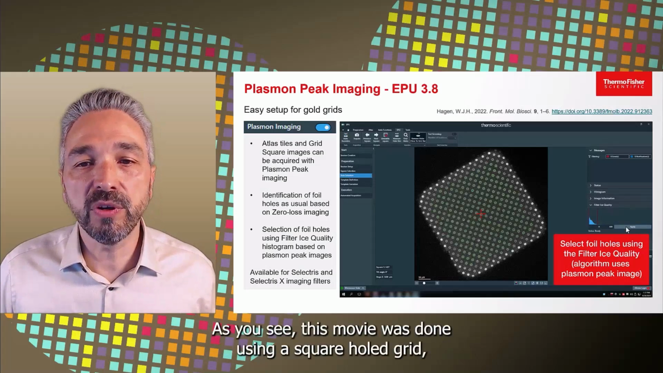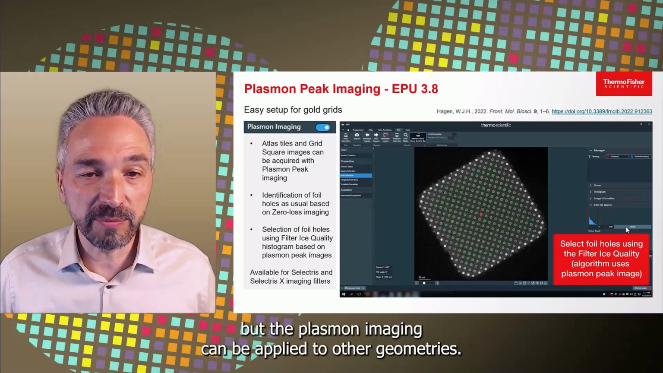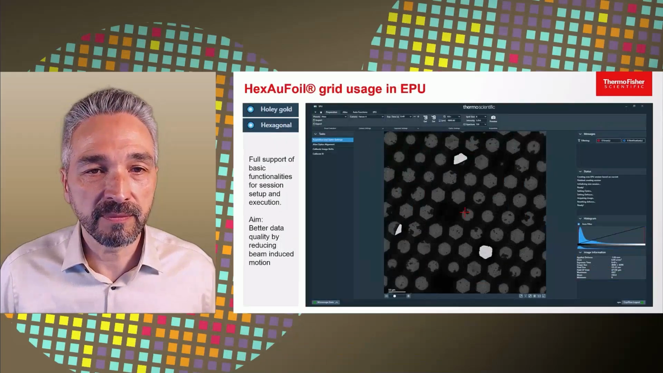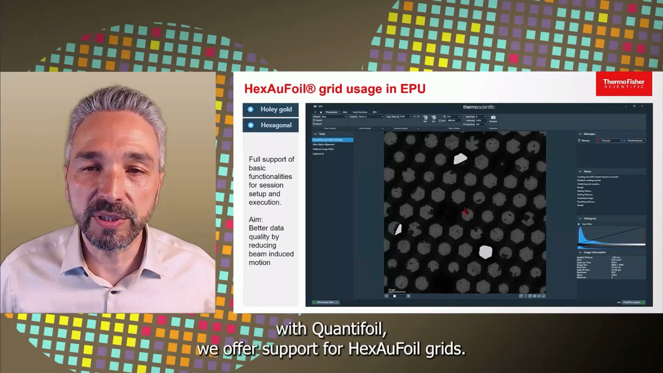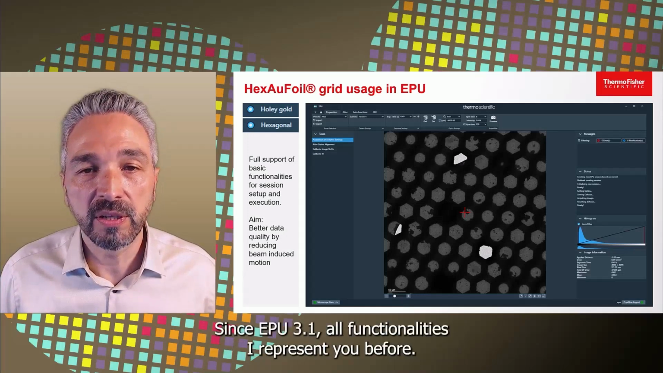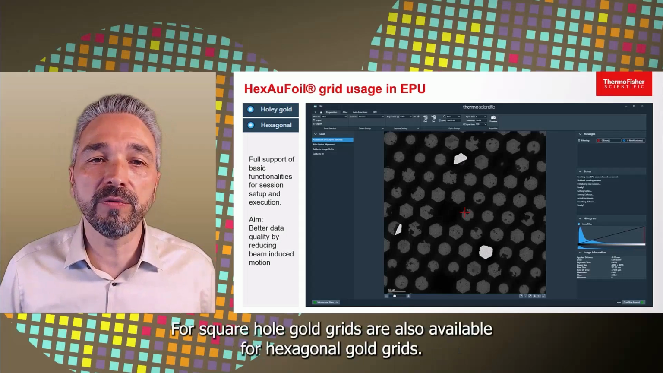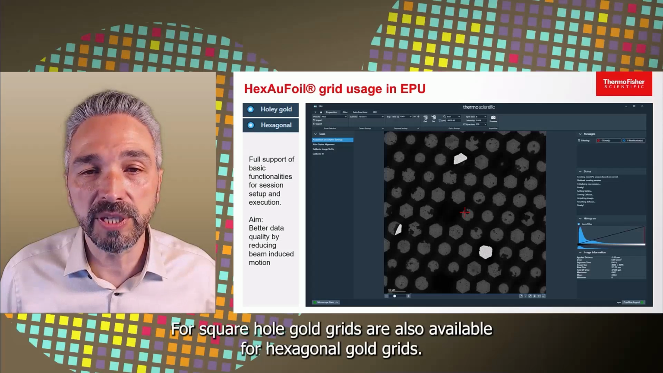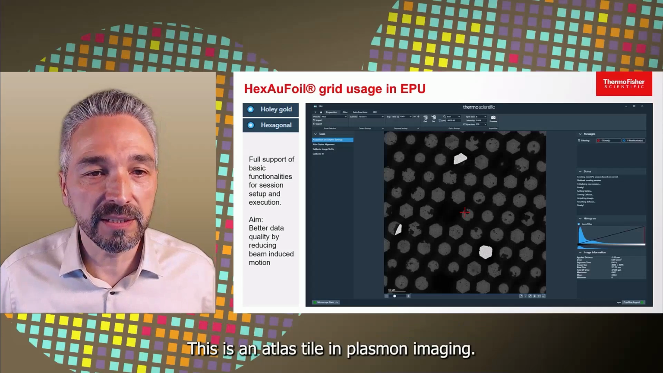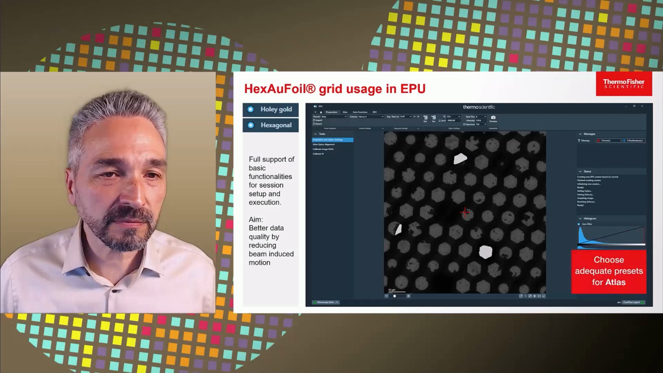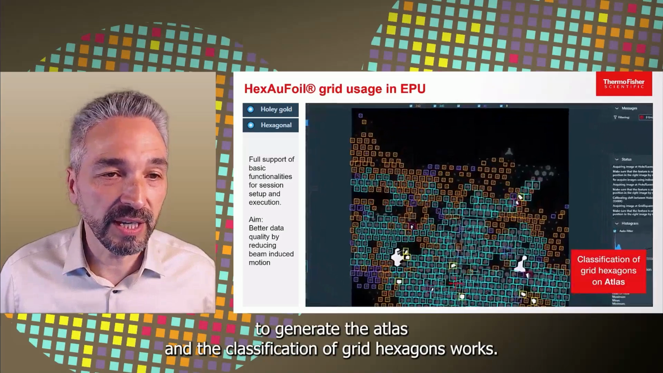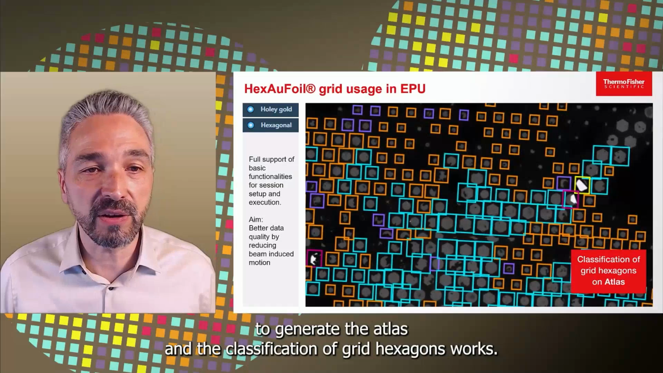As you see, this movie was done using a square gold grid, but the plasmon imaging can be applied to other geometries. Thanks to an early collaboration with Quantifoil, we offer support for HexAuFoil grids since EPU 3.1. All functionalities that I presented before for square gold grids are also available for hexagonal gold grids. This is an atlas tile in plasmon imaging. Then you can apply these presets to generate the atlas, and the classification of grid hexagons works.